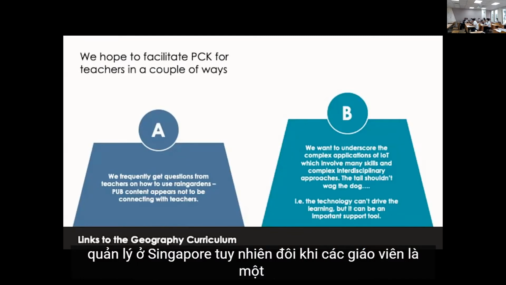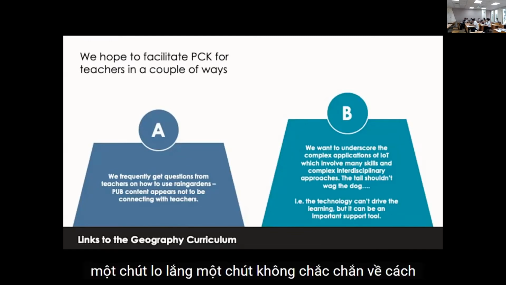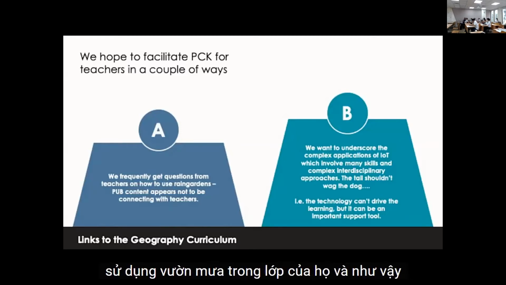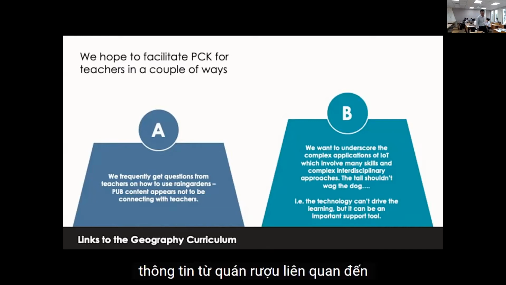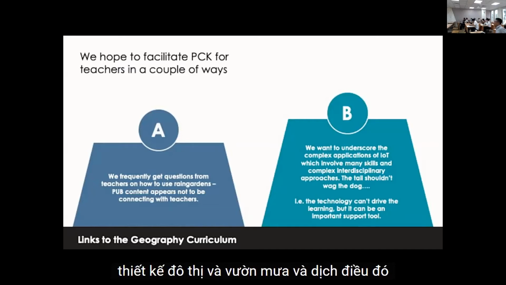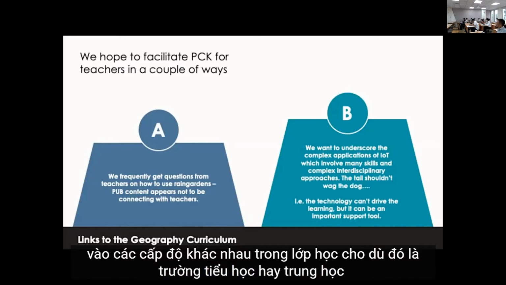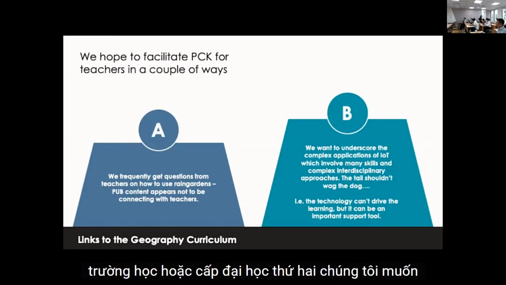However, sometimes the teachers are a little concerned, a little unsure about how to use the rain gardens in their class. So what we want to do here is show how you can translate the content information from the PUB with respect to urban design and rain gardens into different levels in the classroom, whether it's primary school, secondary school, or university level.